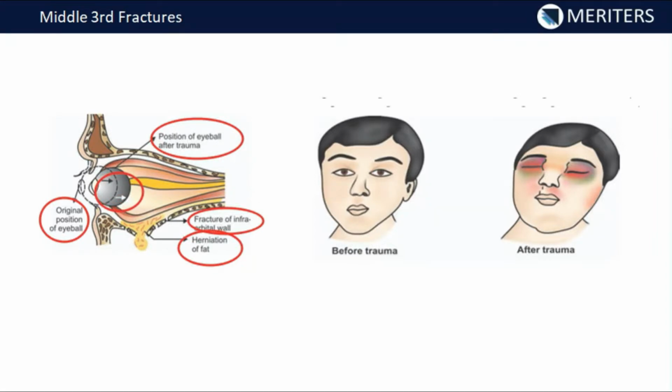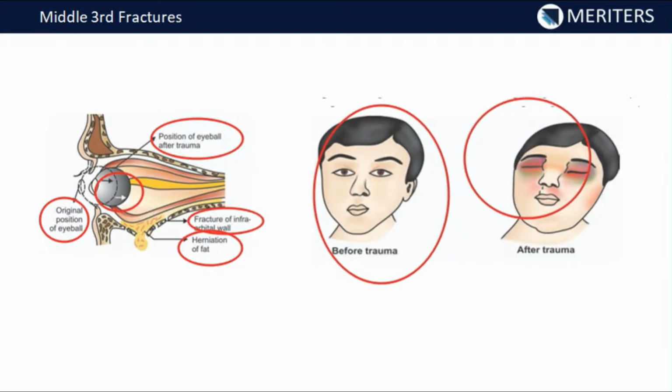Then the fourth symptom or clinical feature is the development of gross edema. As we can see, the patient before trauma and after the gross edema, the face has become moon-like, and that's why there is an appearance known as moon face appearance associated with LeFort II fractures.